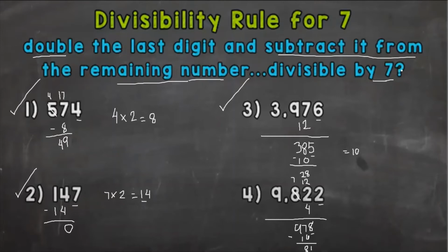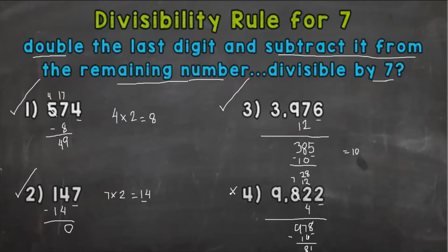Is 81 divisible by 7? The answer is no. 81 cannot be divided by 7. If we divide 81 by 7, we will have a remainder. Since we have a remainder for 81, therefore 9,822 is not divisible by 7.